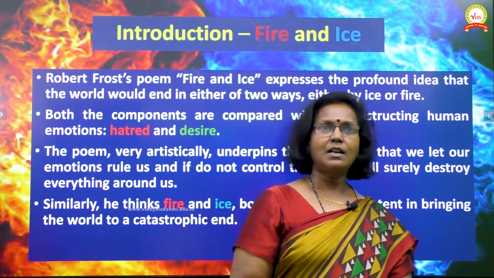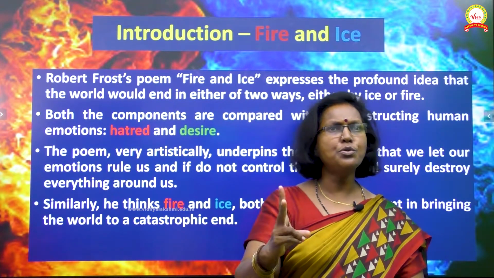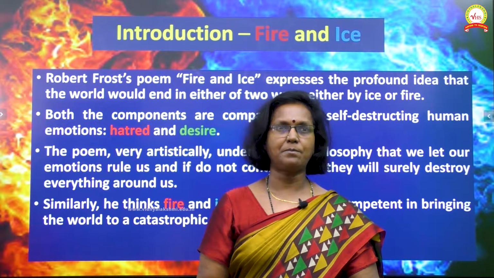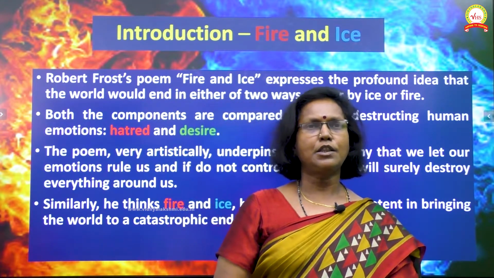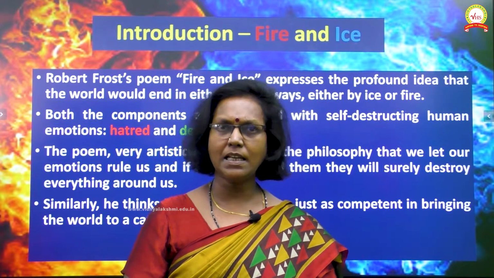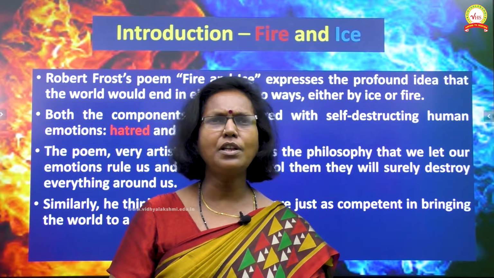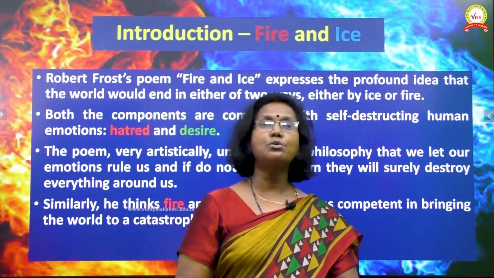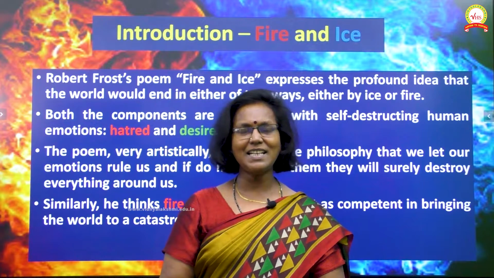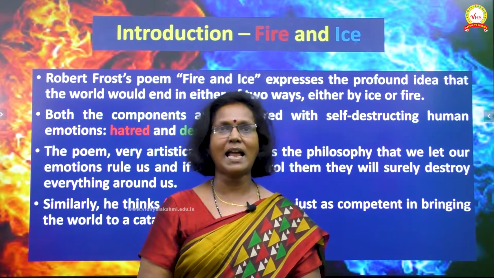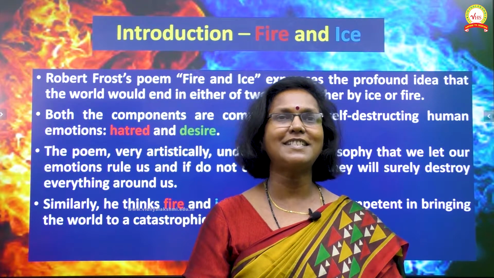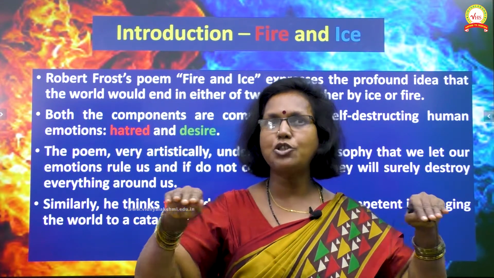So, the poet here compares fire and ice to two human emotions. One is hatred and the other is desire. The poet has taken these two points and made us understand that the whole world is surely going to be destroyed because of these two elements in human beings. The emotions are hatred and desire, and if we take the physical components, it is fire and ice. Both of them are equally catastrophic. That is, they can cause death, destruction, total end.